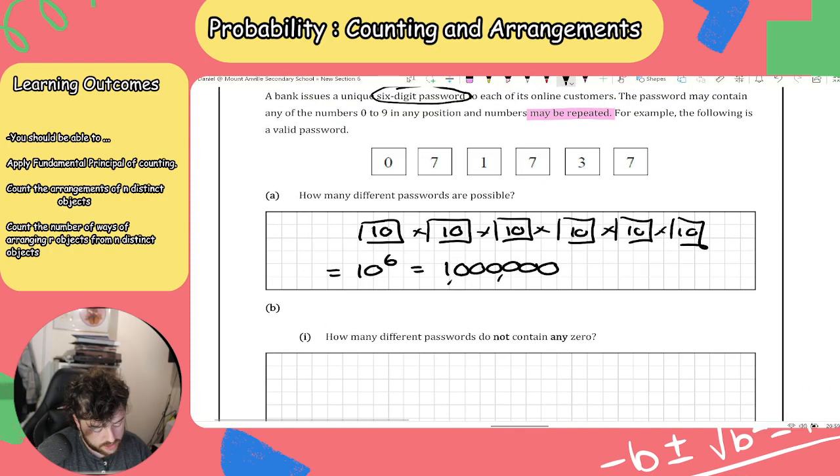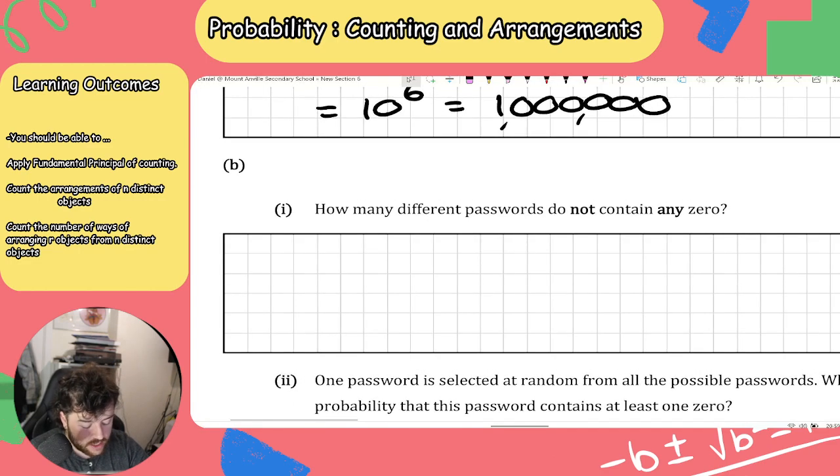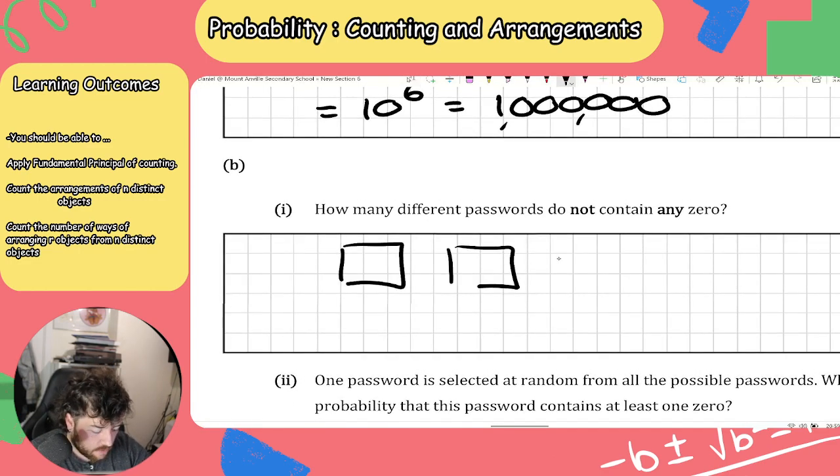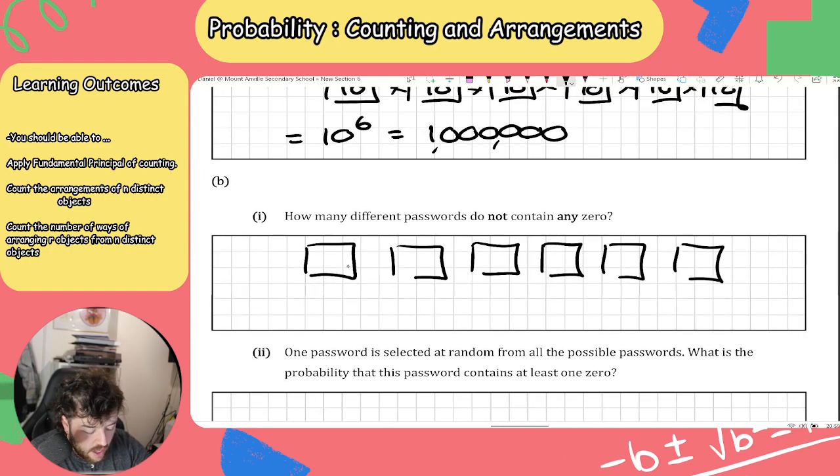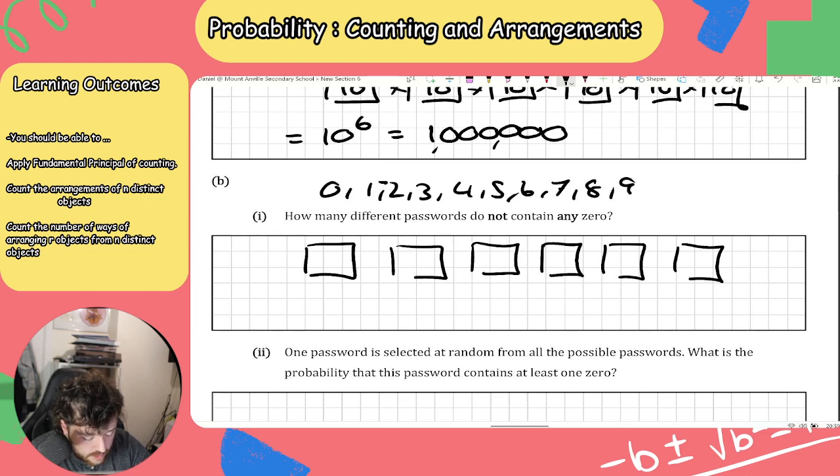How many different passwords do not contain any 0? So now I want passwords that don't contain 0. Here's my restriction. I have a 6-digit password, and I am not using 0. So now I only have 1, 2, 3, 4, 5, 6, 7, 8, 9 as options. And again, it says it can be repeated. So I have 9 options for the first, 9 options for the second, third, fourth, fifth, sixth.